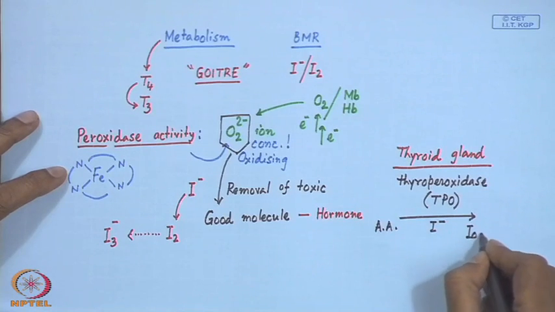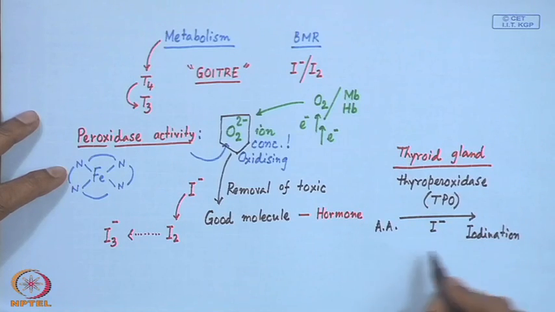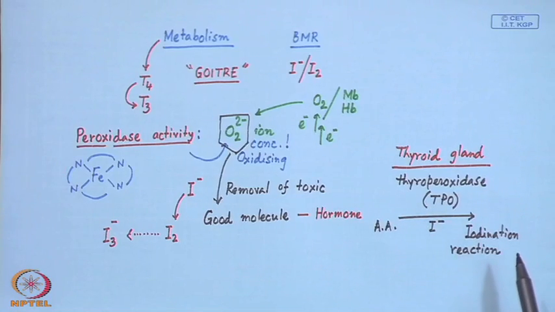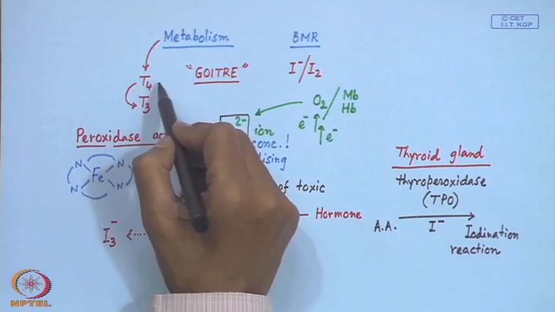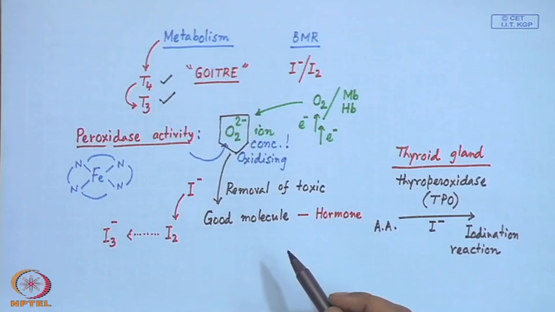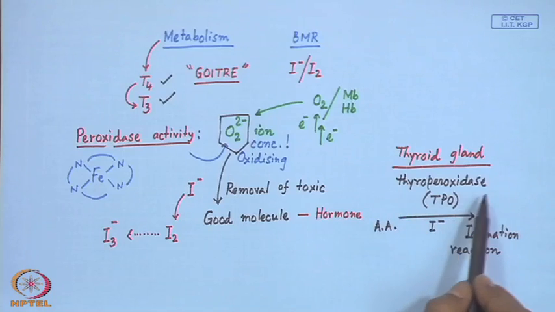The iodination reaction can take place with the help of this TPO molecule. So, the generation of these T4 and T3 molecules is therefore dependent on the availability of these thyroperoxidases.